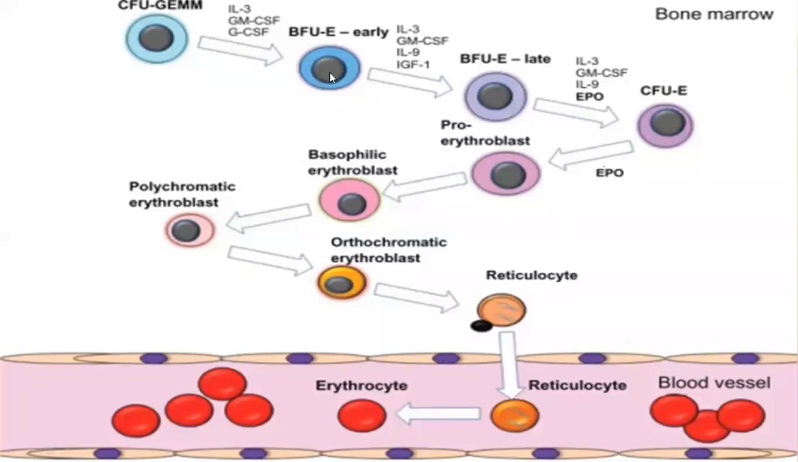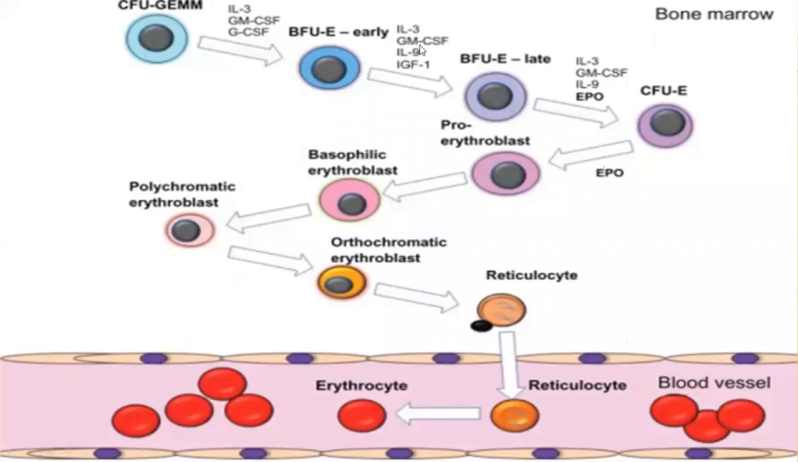So you can see now you are on this stage, the burst-forming unit. The burst-forming unit that will become erythrocytes is called the burst-forming unit erythrocytes. Remember, at this stage, it's still not sensitive to erythropoietin, but it's still sensitive to other inducers. So here you have these factors that are going to stimulate this cell to differentiate into another cell, to go into another stage. The inducers that you can see here are interleukin 3 and also GM-CSF. Then you also have interleukin 9 and IGF-1.